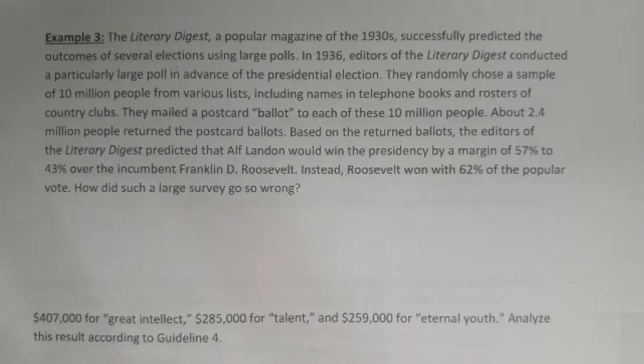Based on the returned ballots, the editors of the Literary Digest predicted Alf Landon, and if you don't know who Alf Landon is, it's because he didn't win, would win the presidency by a margin of 57% to 43% over the incumbent Franklin D. Roosevelt, whose name we probably all know. So instead, Roosevelt won with 62% of the popular vote. How did such a large survey go wrong?